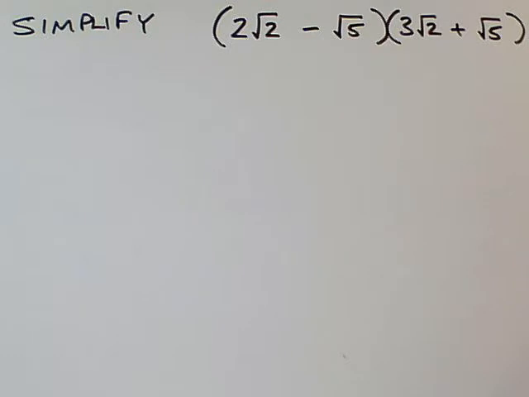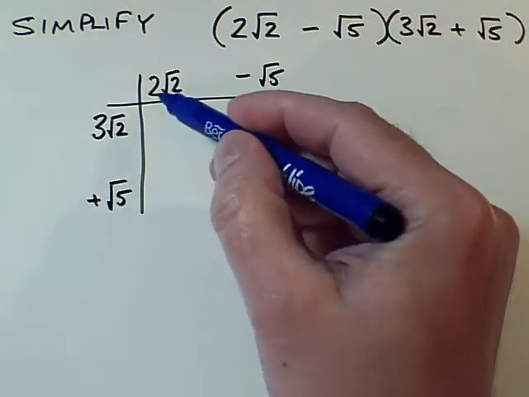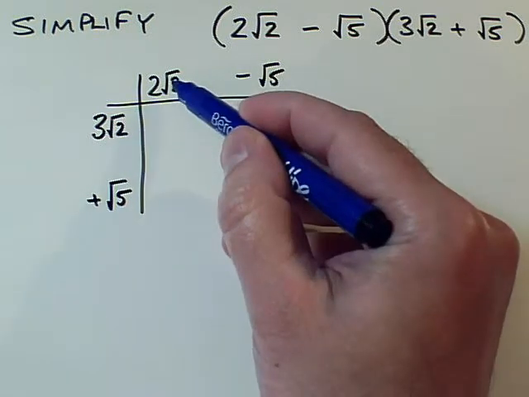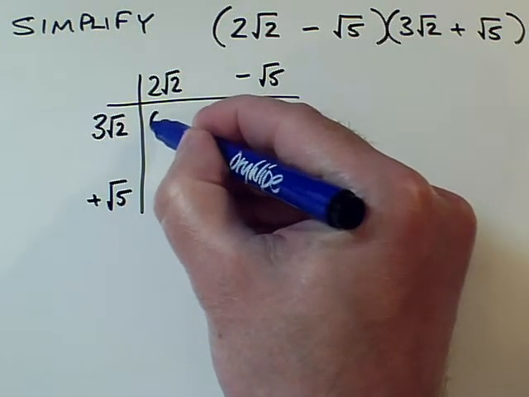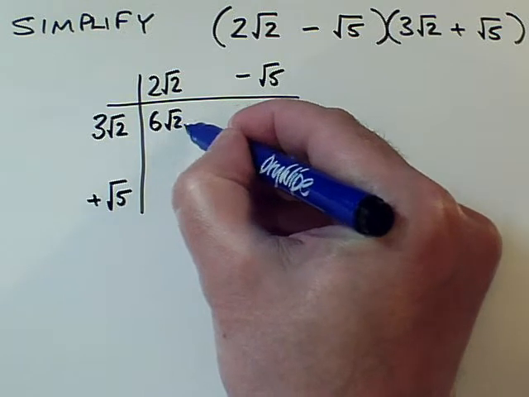Okay, in this video I'm going to look at some expansions where we've got more than one kind of surd. So we've got a bracket times a bracket, so of course we need a grid. In the top corner I've got 3 root 2 times 2 root 2. Well, 3 times 2 is 6, and then I've got root 2 times itself.